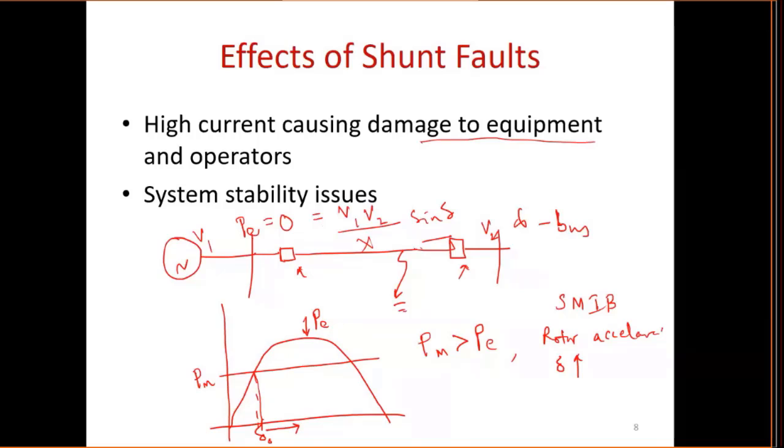As it goes out of synchronism, your system will become unstable, right? Okay. So if some protection mechanism is there, suppose the fault is cleared at this angle, then somehow it can become stabilized, right? We'll talk more about this in the later classes. Later classes we'll discuss more about this.